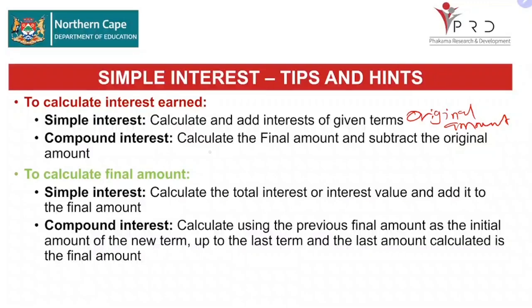The keyword that we use there is the accumulated amount, meaning whatever you have now. Let's say the amount was 1,000 Rand, the interest is 100 Rand. So in the account, there's now 1,100 Rand. That is what we calculate compound interest on. So I hope you get the difference between the two. With simple interest, if you want to calculate it, you have to calculate the total interest or interest value, then you add it to the final amount. Compound interest, you calculate based on what is in the account.